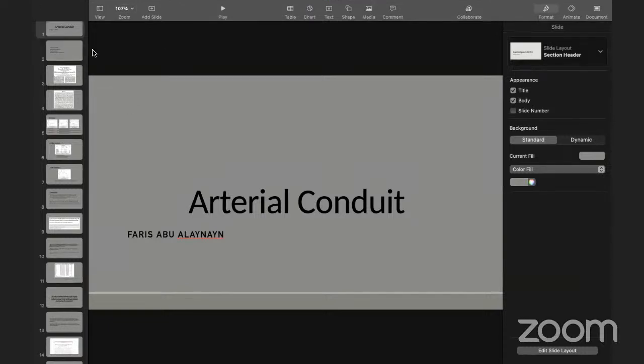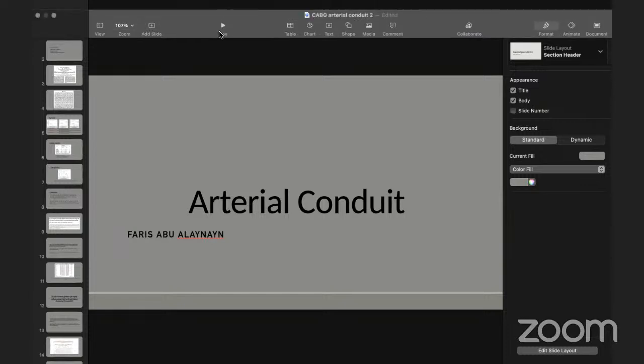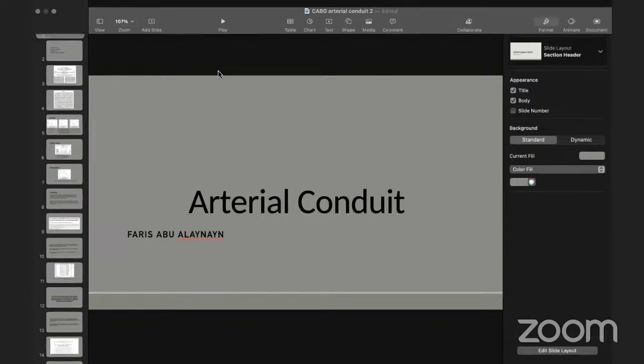So our next topic will be venous versus arterial conduit in CABG. We will start with pro-arterial with Dr. Faris. Dr. Faris, you can start, please. Okay.